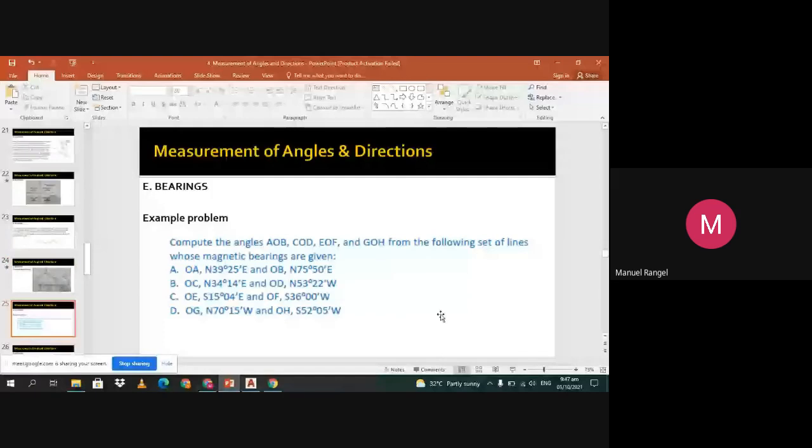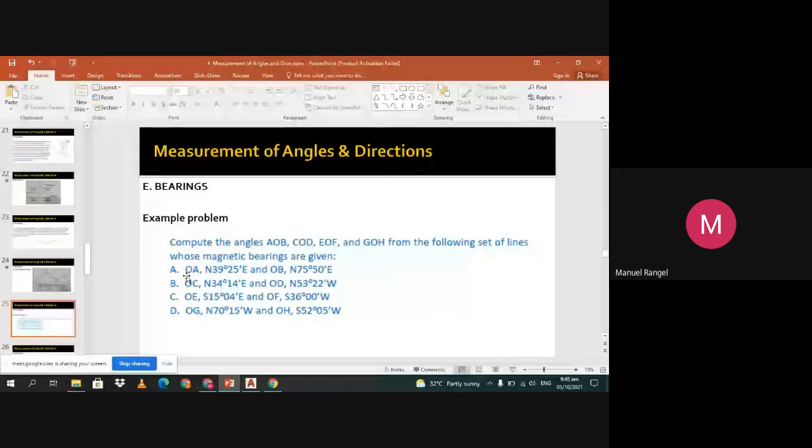Okay, so for example, compute the angles AOB, COD, EOF, and GOH from the following set of lines whose magnetic bearings are given. So with the magnetic meridian, OA is north 39 degrees 25 minutes east, and OB is north 75 degrees 50 minutes east.